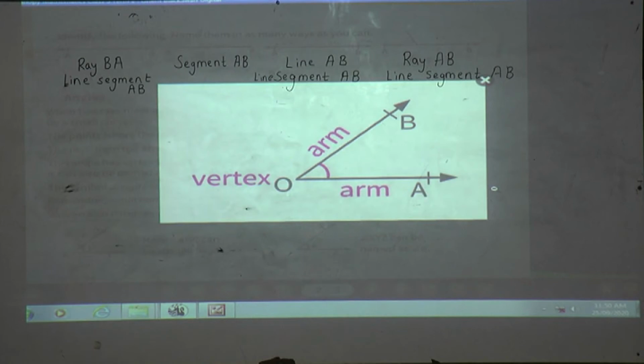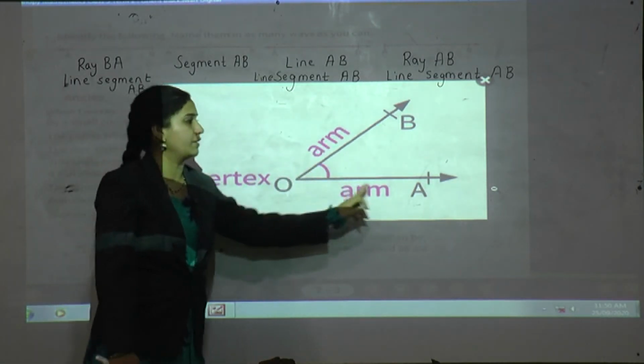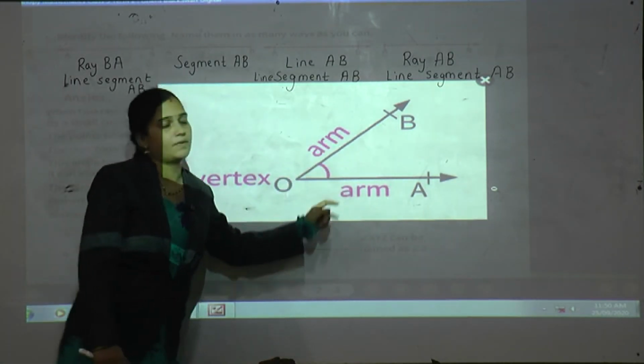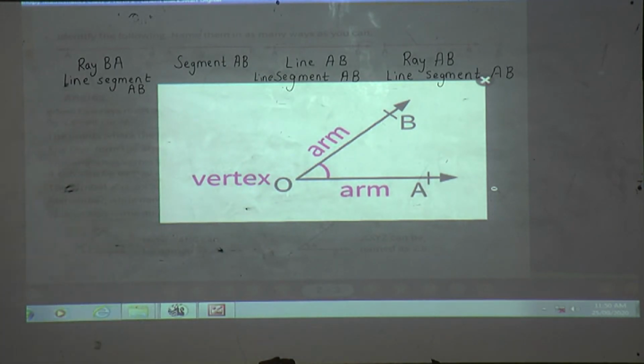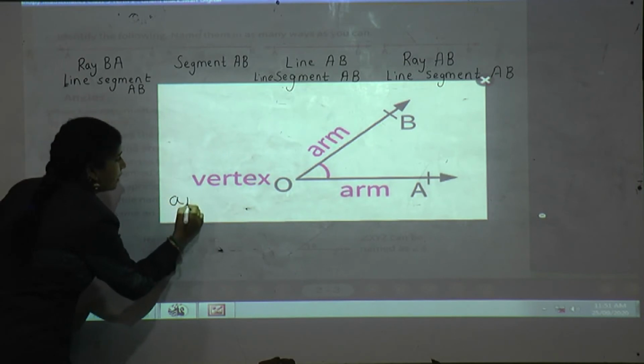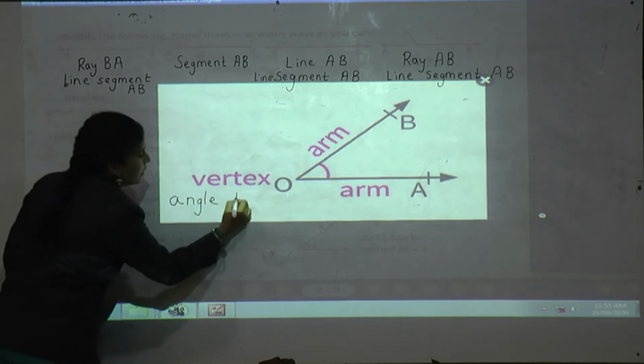Now, the rays form the arms of the angle. See, here are the arms. This angle has vertex O and arms OB and OA. It is called angle BOA.